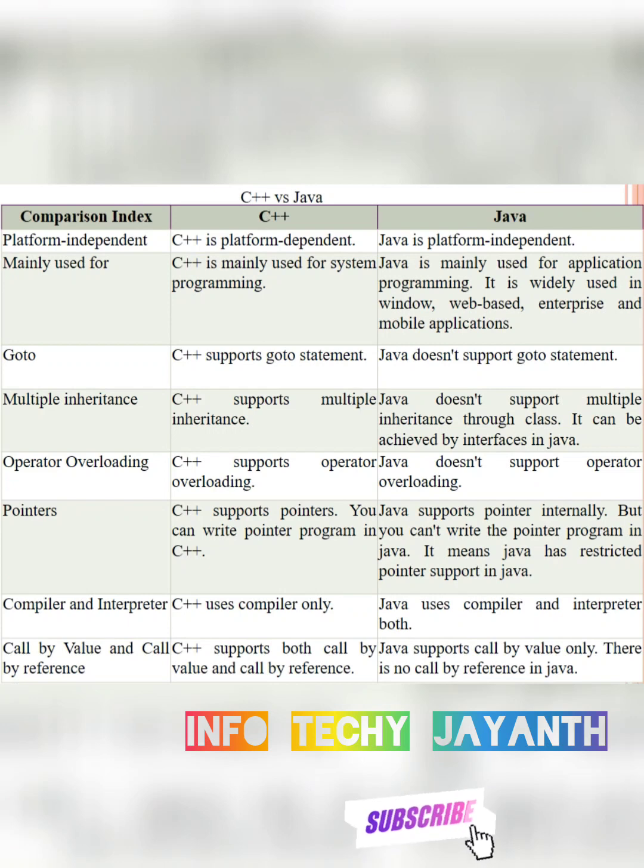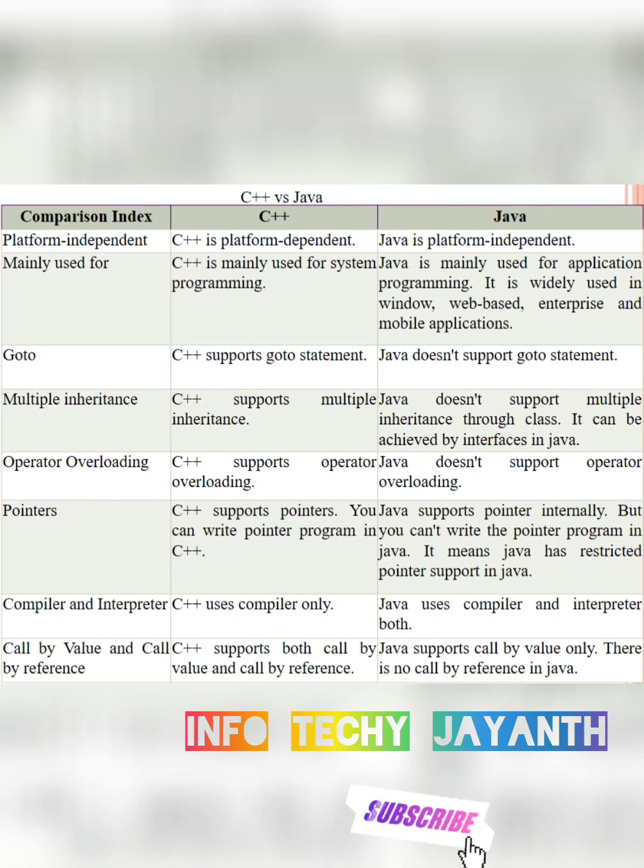Now C++ is purely platform dependent because C++ has only a compiler, with which we can compile the program and convert it into machine code. Everything is done only by the compiler, but in Java it's not like that. Java has a compiler and also an interpreter, so you can write once and run it anywhere. So this is the reason Java is platform independent.